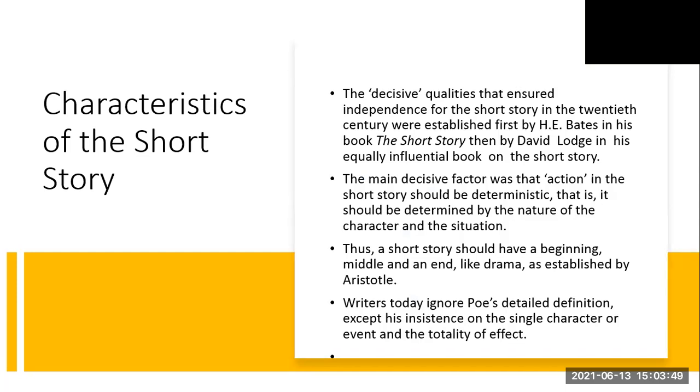The specific, the decisive qualities or characteristics that ensured, that gave independence for the short story, منحتها استقلالية, in the 20th century, were established first by Bates in a very famous book that is called The Short Story, then by David Lodge, another writer, in his book, which is again very influential, and it's about the short story. Okay, these are names, people who helped clarify the genre of the short story and gave it its independence: Edgar Allan Poe, Bates, and Lodge.